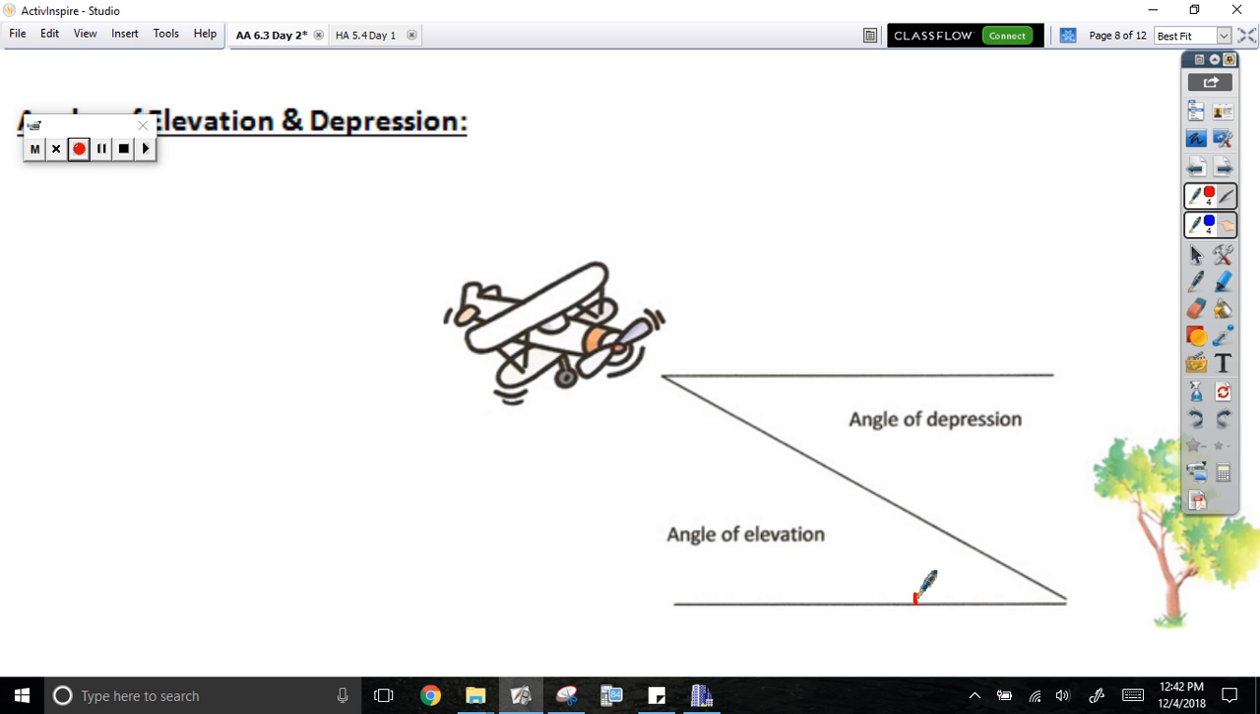You have an angle of elevation, which will go from the horizontal up to your line of sight. Or you have your angle of depression, which a lot of you will put the depression here, but it actually goes from like your line of sight and then down to where you're now looking. Who remembers what type of angles those are from geometry? If we know that these 2 horizontal lines are parallel.